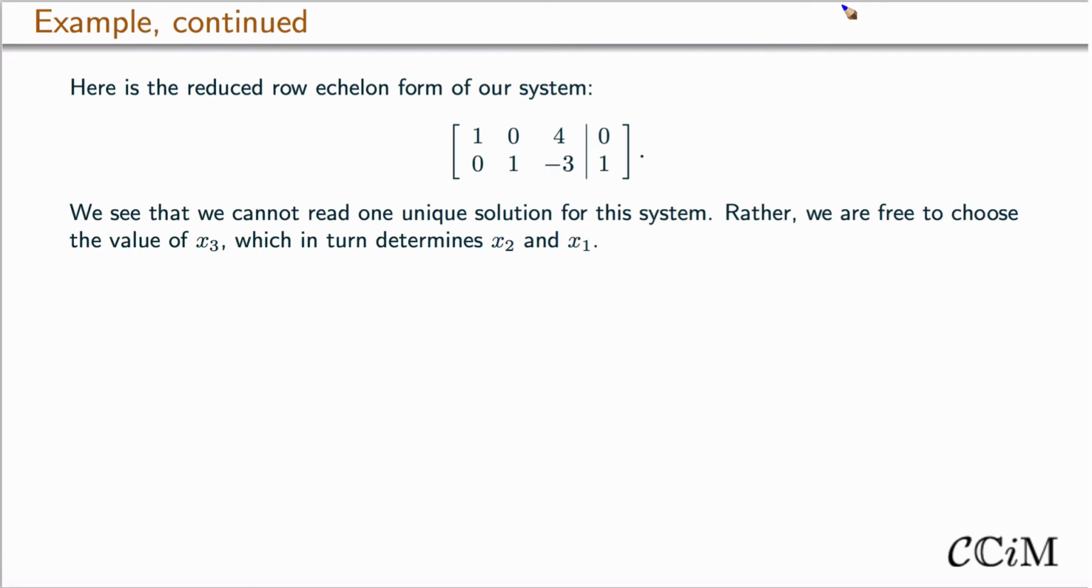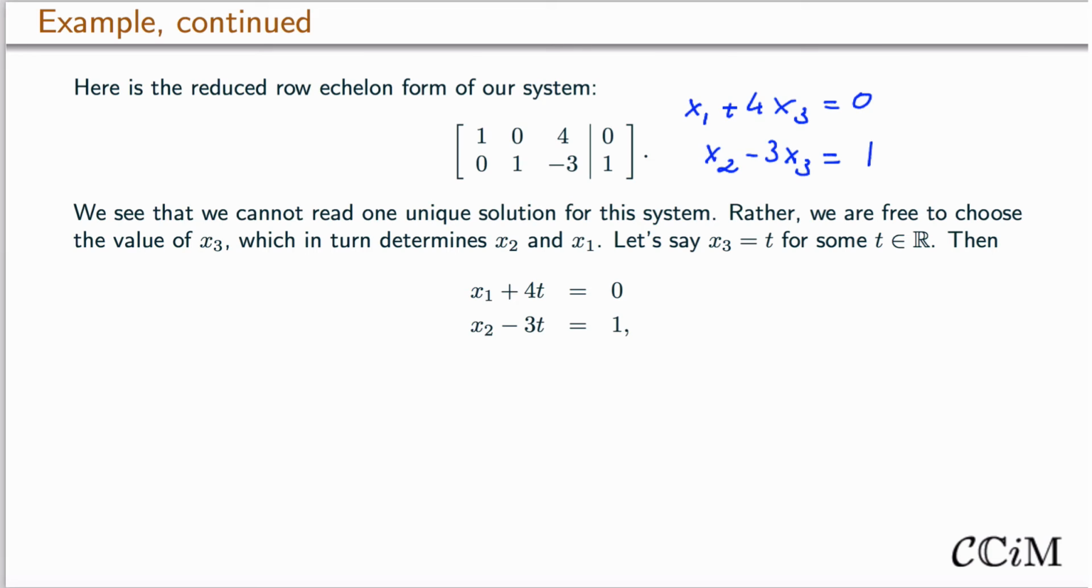Here again is the reduced row echelon form of our system. Let's translate that into what it really means in terms of our system of equations. The first row means that x1 plus 0x2 plus 4x3 has to equal 0. And the second equation means that x2 minus 3x3 has to equal 1. It appears that we cannot simply solve for x1, x2, and x3 and come up with one solution. Rather, we appear to be free to choose a value of x3, which then in turn will determine the values of x2 and x1. So let's say x3 is equal to t for some arbitrary value t in R. Then this means that x1 plus 4 times x3, which is t, must be equal to 0, and x2 minus 3 times t must be equal to 1.